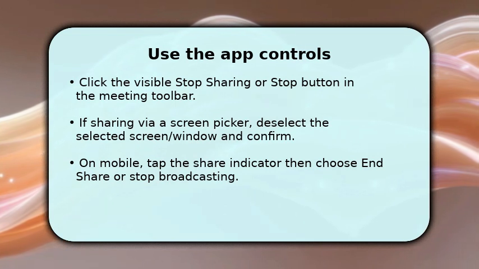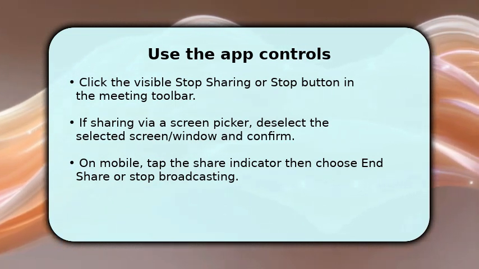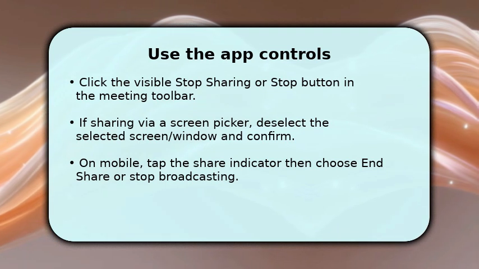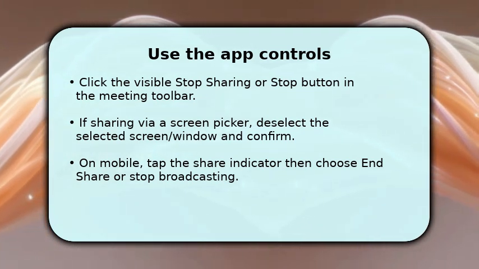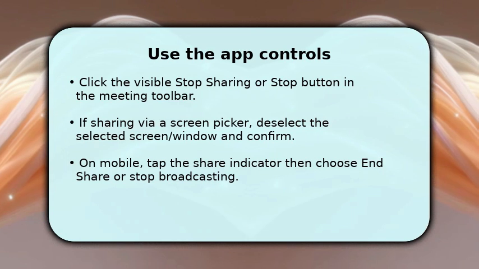On mobile devices, tap the sharing indicator near the top of the screen and choose End Share or Stop Broadcasting. Doing this ensures the app stops sending frames instantly and returns you to normal view.